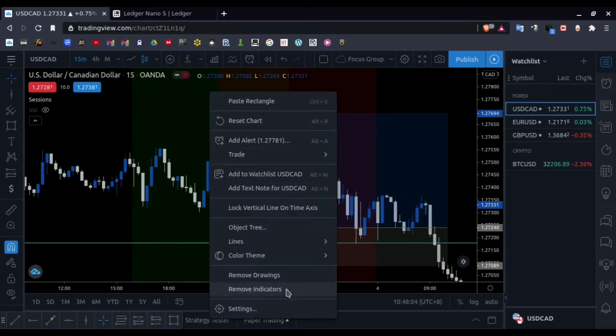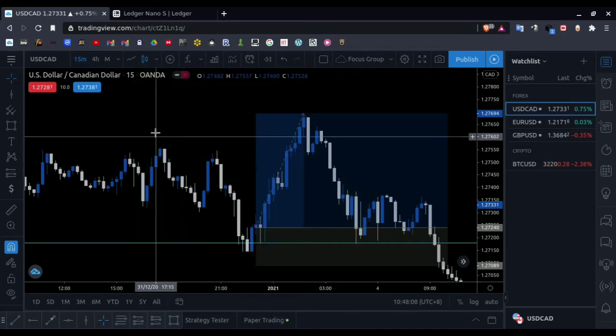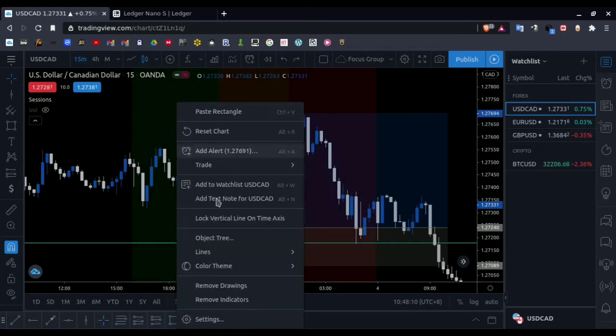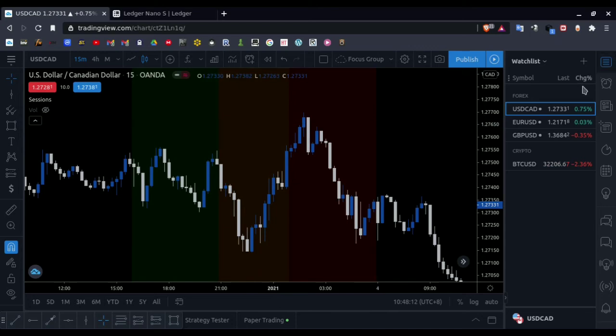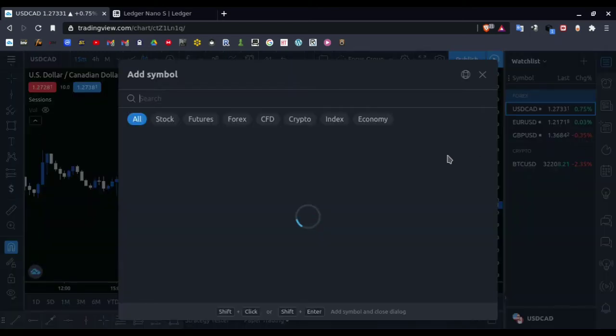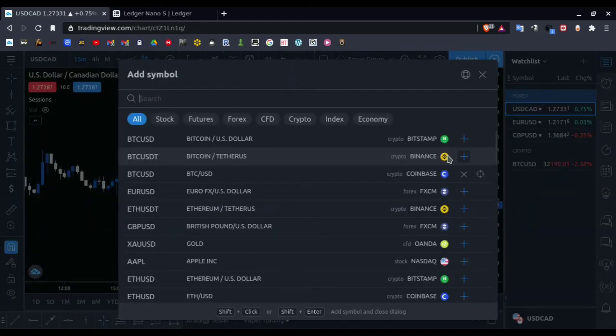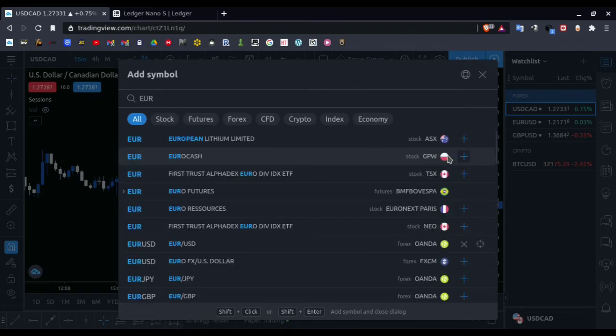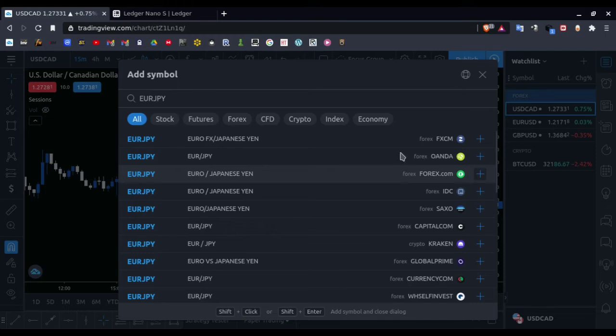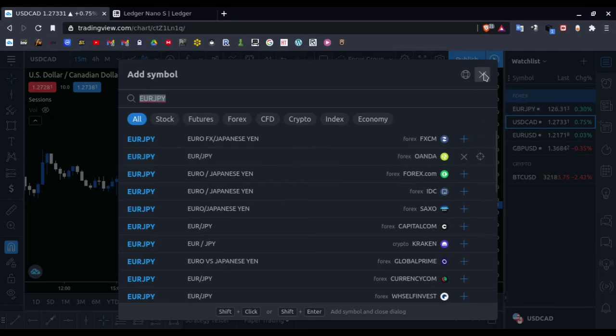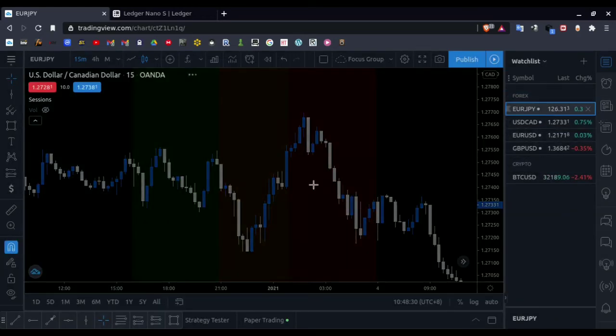So let's just give one more example before we go. Why did I do that? Remove the drawing tools. Let's just do one more example. Let's add another pair. Let's say not GBP USD, I already have that. Let's say Euro JPY. Actually, I don't like Euro JPY because it's half in Europe, half in JPY. But whatever, let's add it. So Euro JPY.